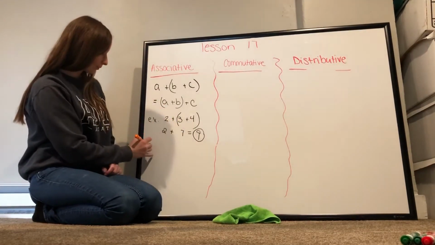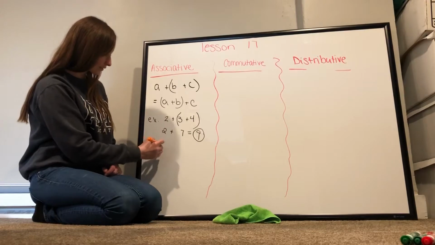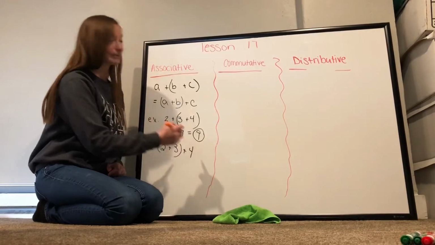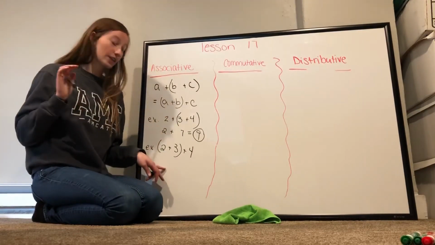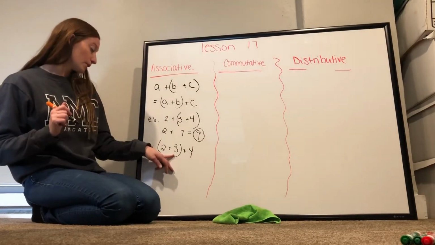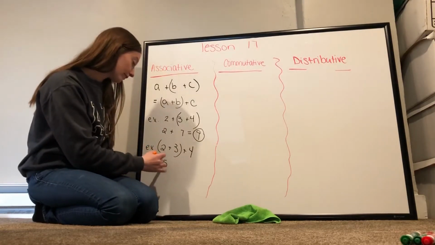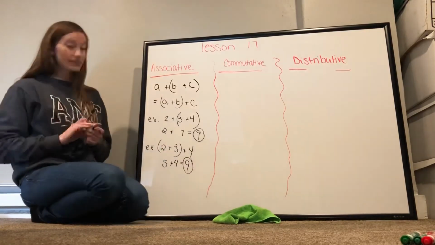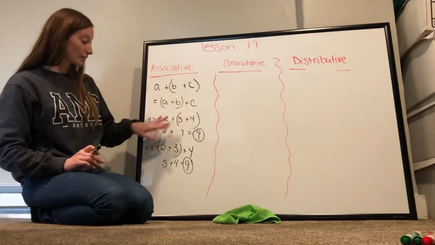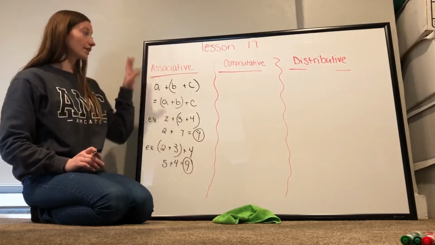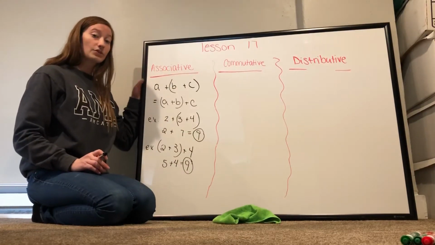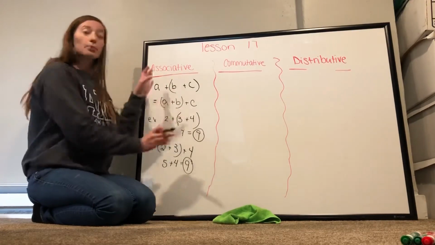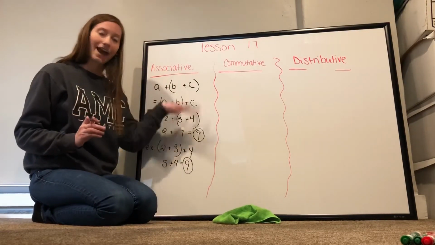But let's see what it would look like if I put the parentheses around the 2 and the 3. Now remember, you're using PEMDAS to solve this because parentheses comes first. So 2 plus 3 is 5 plus 4 equals 9. As you can see with this one, we changed the parentheses around, but we still got the same answer. That's the associative property. The associative property has parentheses, and no matter where you put the parentheses, it doesn't matter because you're going to add it all up.